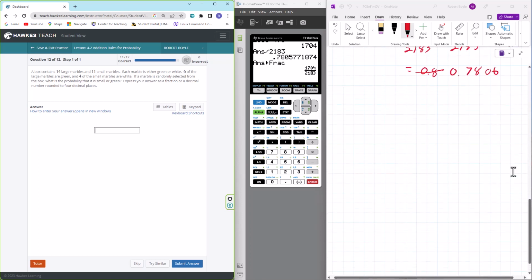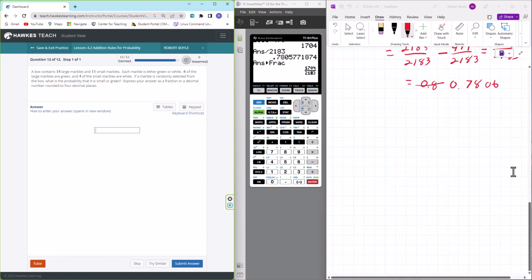So we have a box that contains 14 large marbles and 11 small marbles. 6 of the large marbles happen to be green. Well, if 6 of the large marbles happen to be green, then the other 8 have to be white. That way we get 14 large marbles. And it turns out that 4 of the small marbles are white. Well, if 4 of the small marbles are white, then that means the other 7 have to be green.